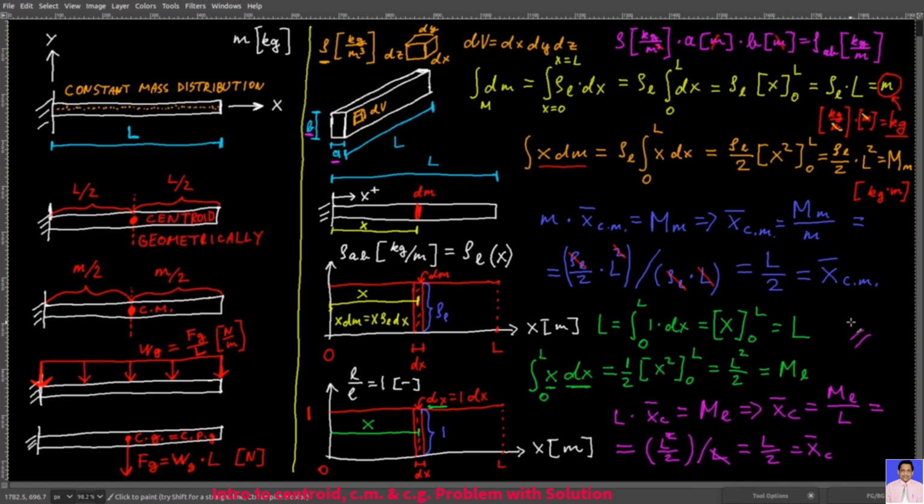Have you seen density in these equations here? No density whatsoever. It did not appear anywhere in the equations. The centroid doesn't depend on the density of the object. It's a geometrical center point.